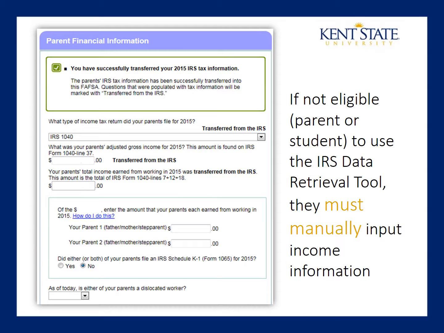FAFSA cannot determine how much Parent 1 or Parent 2 has earned, so they've asked you to break down the amounts per parent. They also want to know if the parent is a dislocated worker. Typically, a person is a dislocated worker if they receive unemployment, are laid off, have lost a job, or if you're unlikely to return to a previous occupation. If you check that off, you may be eligible to apply for a special circumstance, which we will talk about later.